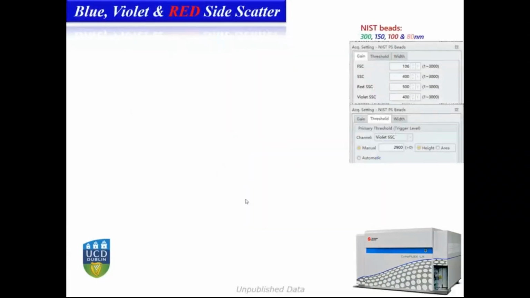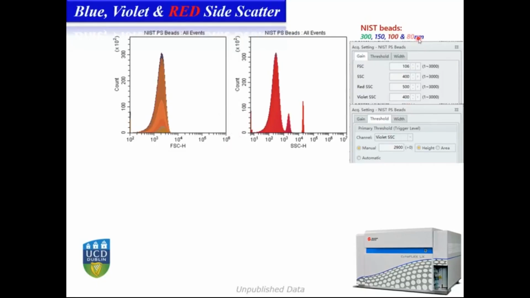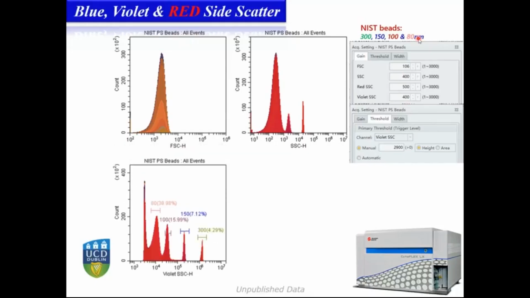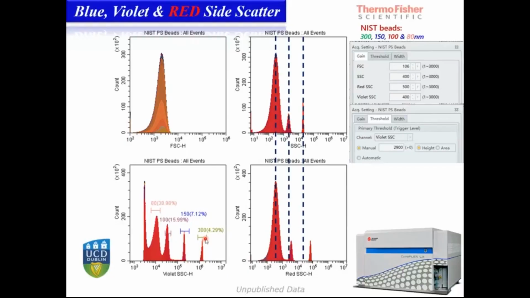Now, let's go to other beads, not the megamix. What if we look at the NIST silica beads of 300, 150, 180 nanometers? You can see here the blue side scatter differentiates two populations more than forward scatter. If we look at violet, we can differentiate all of them, from the 80 to the 300, with no problems. And when we look at the red, this looks the same as the blue, but it's slightly more sensitive than the blue.